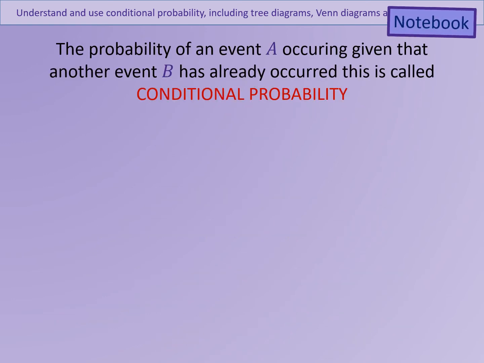Okay, so just grab your notebooks then, because it's the first thing that's new. So a probability of an event A occurring, so that's a P of A. What's the probability of event A occurring given that event B has already occurred? Now that's what we mean by conditional probability, because you've got a condition. B has already happened.